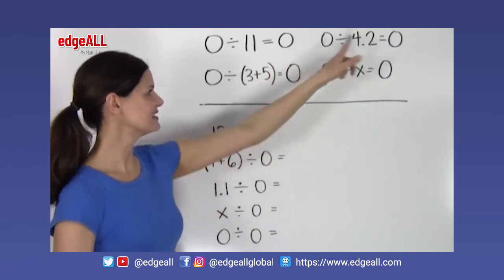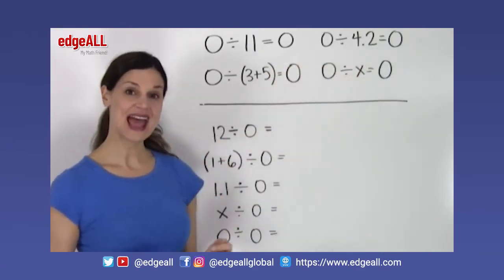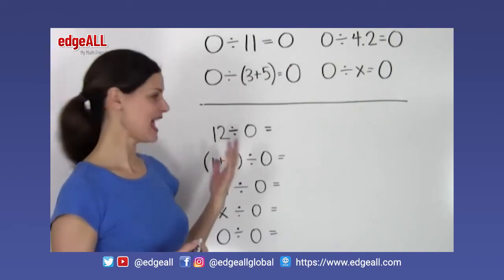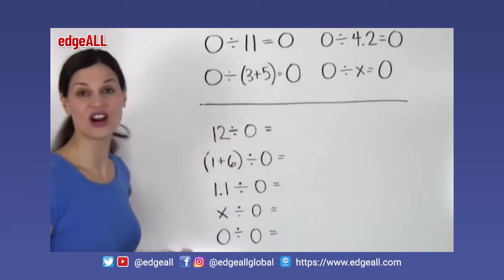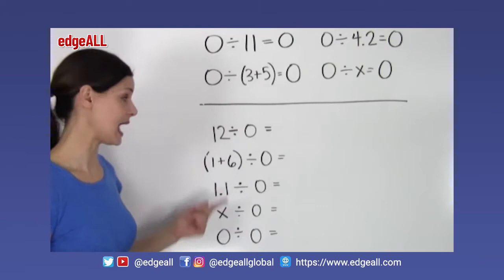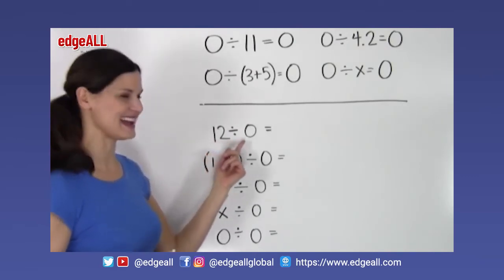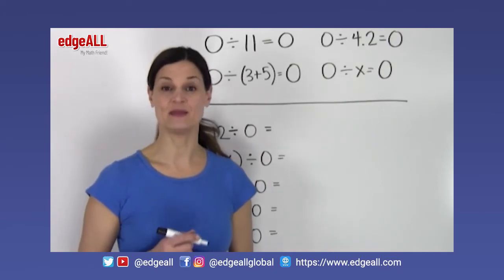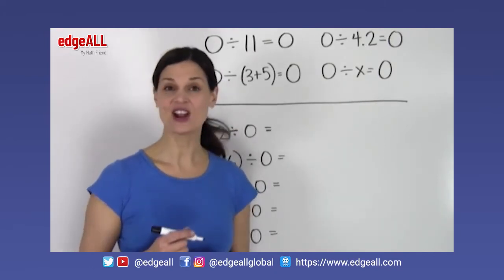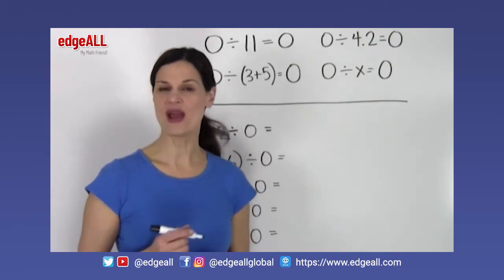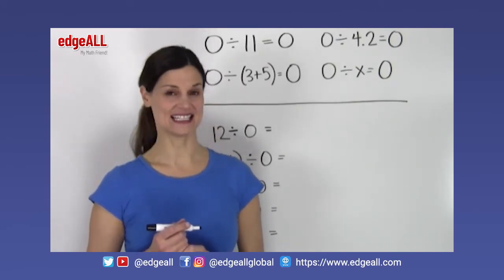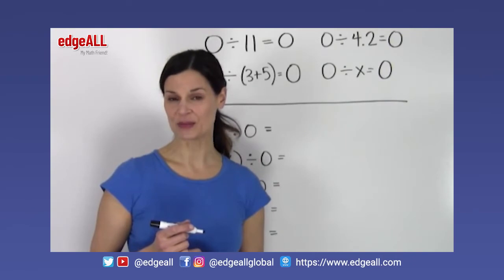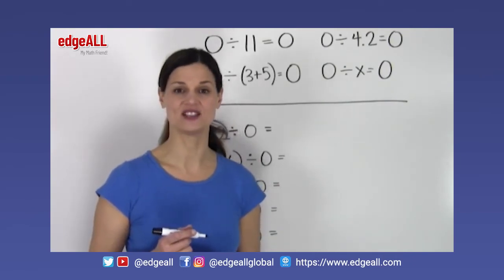going to be 0. But now, what about if you have a number and that number comes first and you're trying to divide that number by 0? No number can be divided by 0. It cannot happen. There is no answer. It doesn't exist. If you divide by 0 in a calculator or computer, you will get an error message.